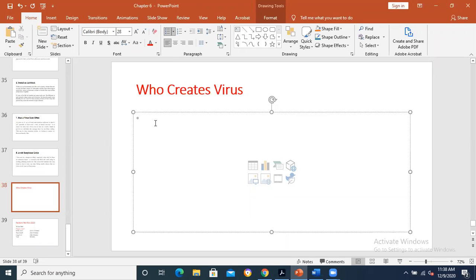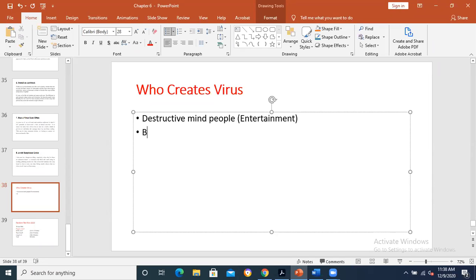So basically the number one point is those destructive-minded people. They don't have any gain or loss. They do it just for their entertainment or their satisfaction. They are basically destructive-minded people. They create viruses and spread them. They are not going to lose anything, they are not going to gain anything, but it is just for their fun. Okay, so they create viruses and spread them.